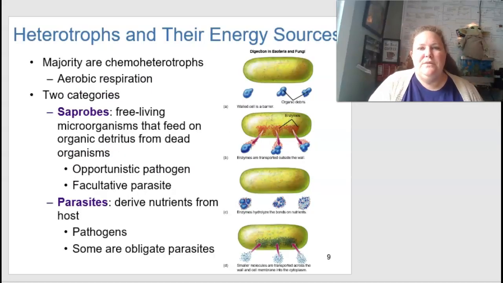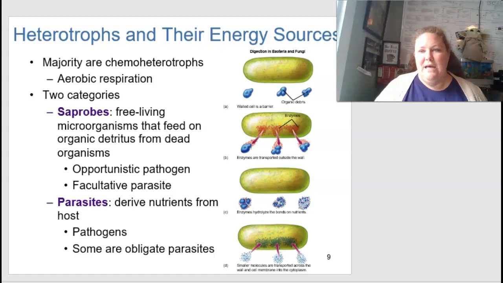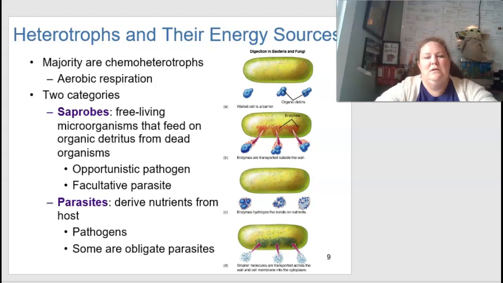So, talking a little bit more about these heterotrophs and their specific energy sources, the majority are chemoheterotrophs, and they undergo aerobic respiration. There are two categories of these: saprobes and parasites. Saprobes are free-living microorganisms that feed on organic detritus, decomposing matter from dead organisms. And these are opportunistic pathogens, meaning they will find an opportunity and use it. They can live depending on what nutrients they have at that time; they'll make it work. They are a facultative parasite as well.